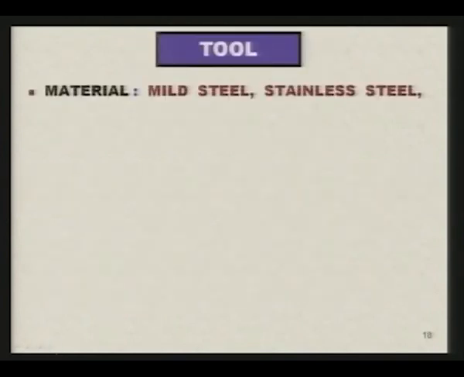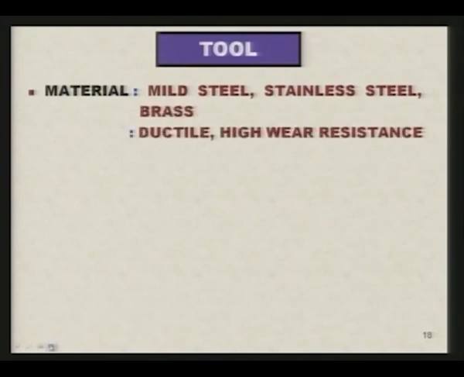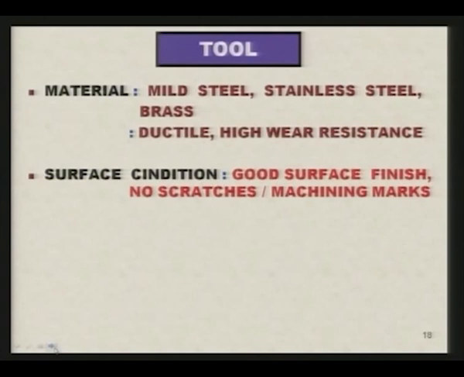Tool materials normally used are mild steel, stainless steel, brass. The main properties of the tool material are that it should be ductile, and it should have high wear resistance.